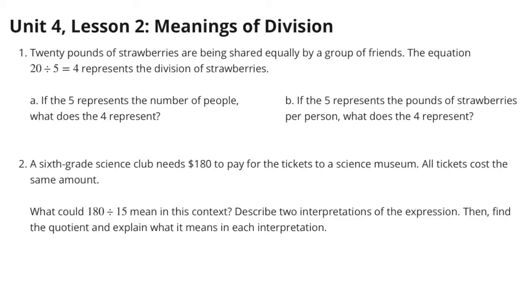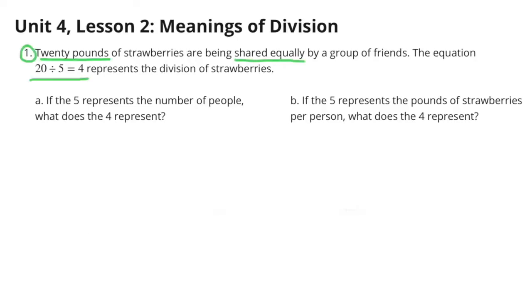Unit 4, Lesson 2, Meanings of Division. Number 1. 20 pounds of strawberries are being shared equally by a group of friends. The equation 20 divided by 5 equals 4 represents the division of strawberries. A. If the 5 represents the number of people, what does the 4 represent?